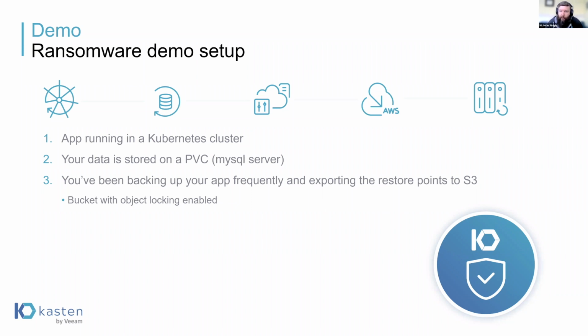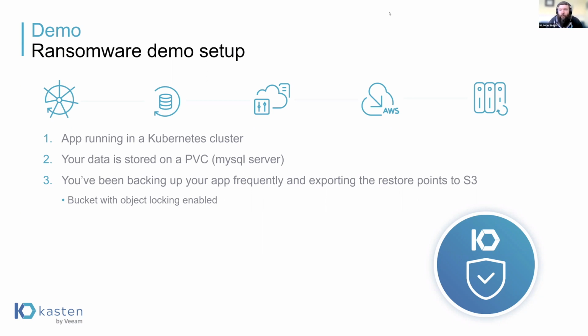Most importantly, the bucket I'm exporting to has object locking enabled. This means that any version of an object in the bucket can have a retention period applied to it. And no one, not even an admin, can delete or tamper with that data during that retention period.